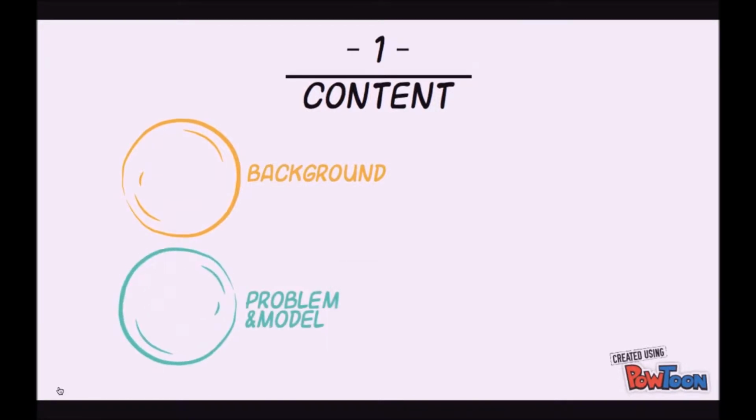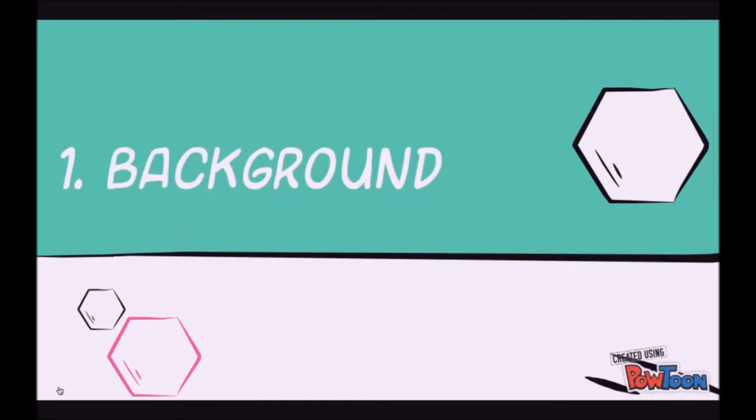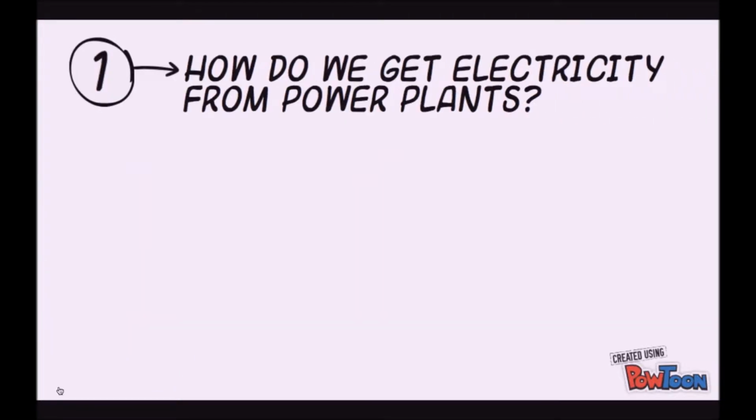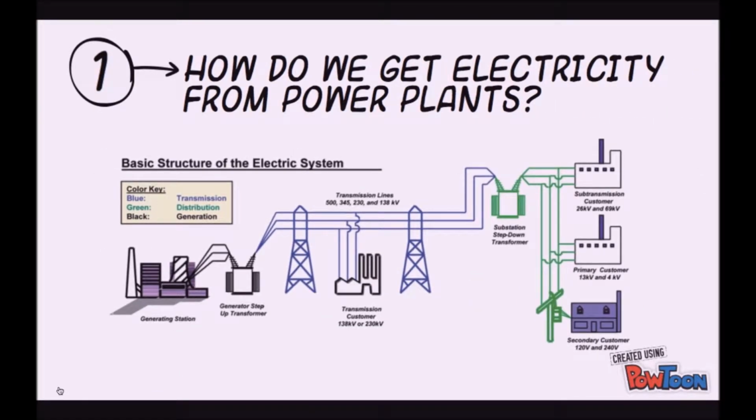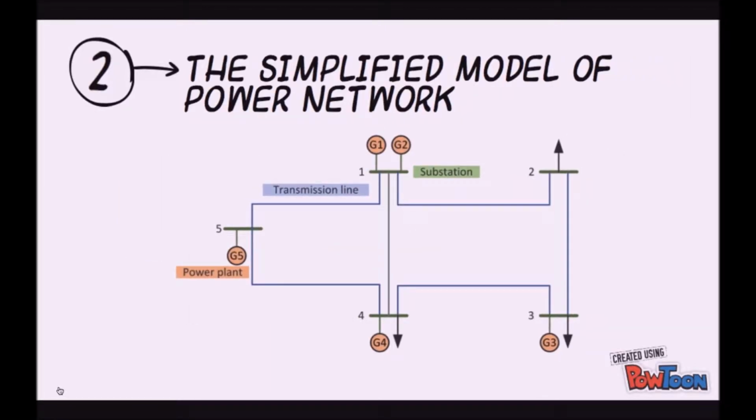I'm Kai. There are four parts of our presentation: background, problem and model, case study, and conclusion. Let's go to the background first. We need to know two things: power system and PMU. Power system delivers electricity to our home. It can be represented by the one-line diagram.